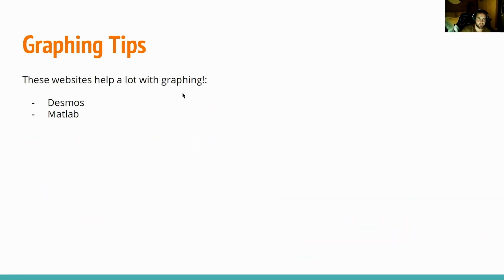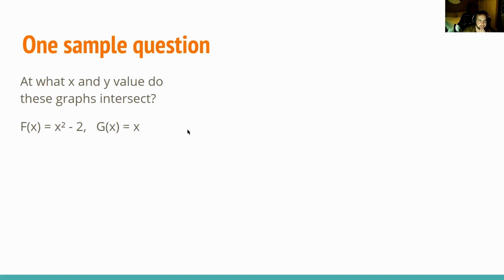These websites help a lot with graphing. Desmos, like we showed earlier, is quite helpful. I use this one a lot. You can do MATLAB as well, but Desmos is definitely the easiest one, and it's all online and pretty simple to use. And so here's just one sample question.